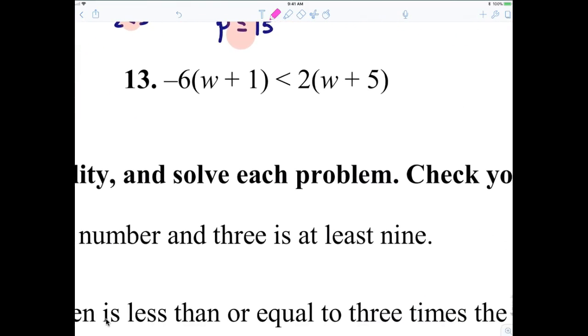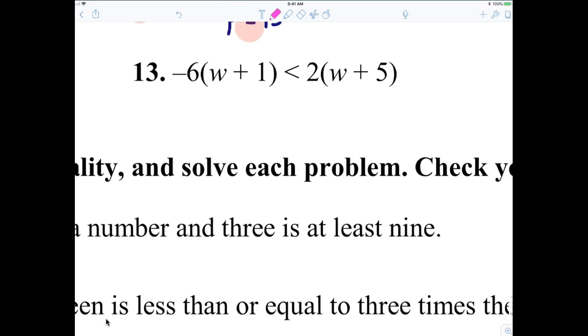All right, here we go with 13. In this case, I don't really see something that simple, so I think we should just go ahead and distribute. When we distribute, negative 6w minus 6 is less than 2w plus 10. For me, I still like to make the variables positive. So 8w is greater than negative 6. And then what? Divide by 8. It's w greater than negative 2.